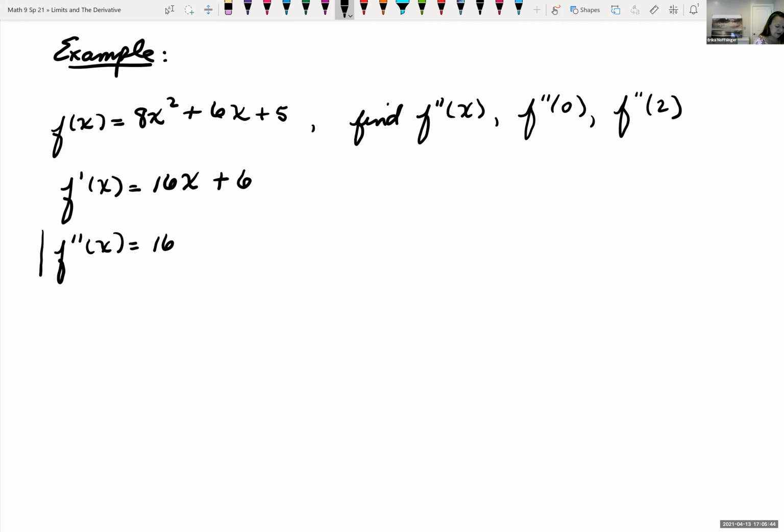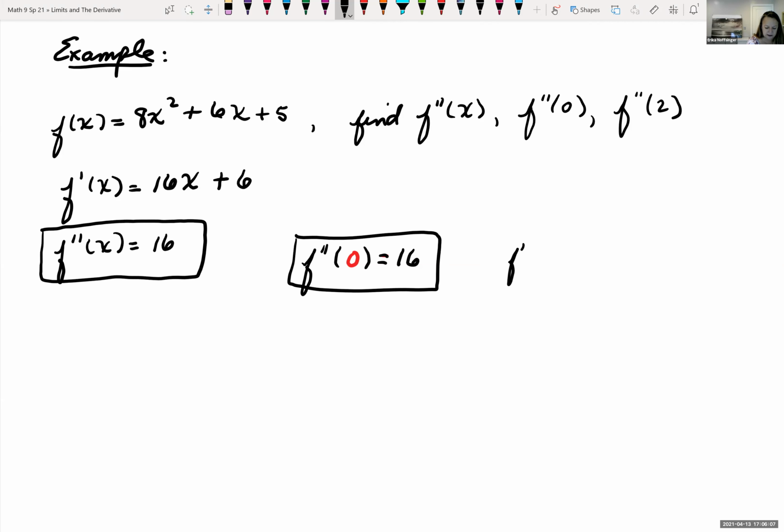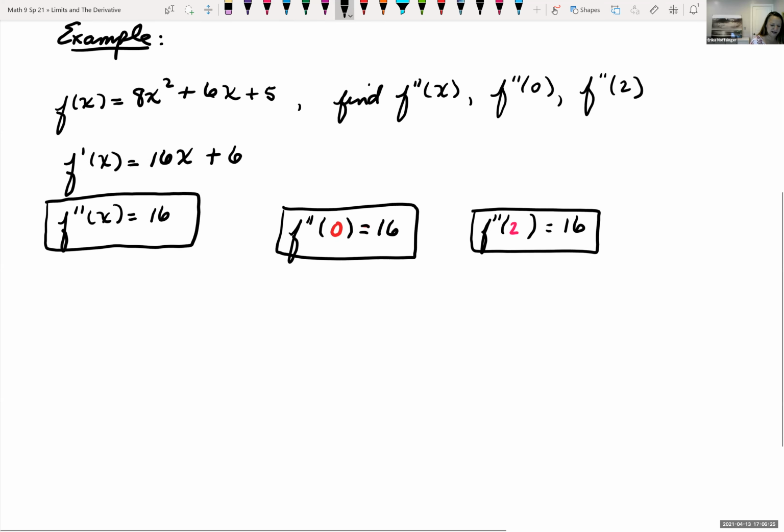So we found what the second derivative is, but notice that there's no value of x left in there when we found the second derivative. So when we go back in and we plug in a number wherever we see x, well, there's no x. So we're just going to get back 16. So the double derivative of f at 0 is 16, and the double derivative at 2 is also 16. Okay, if there was a variable x left in there, then we would plug those numbers in and simplify.